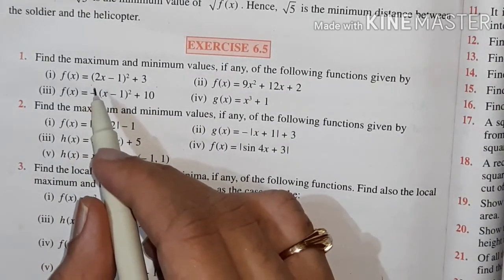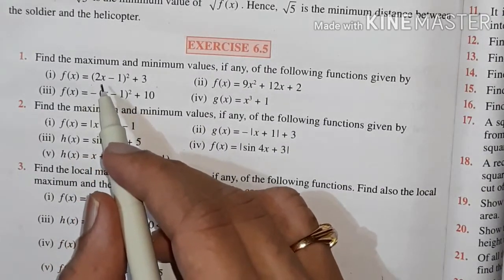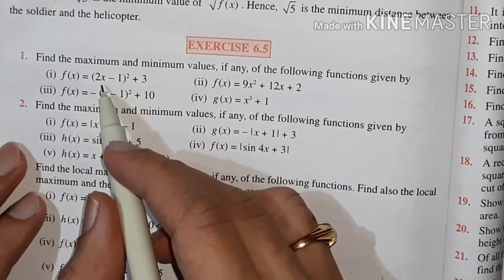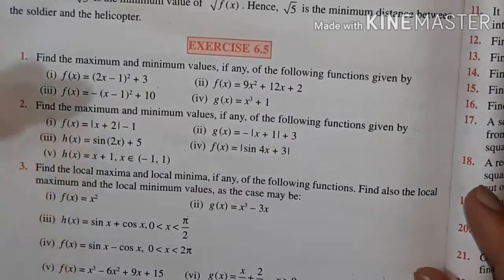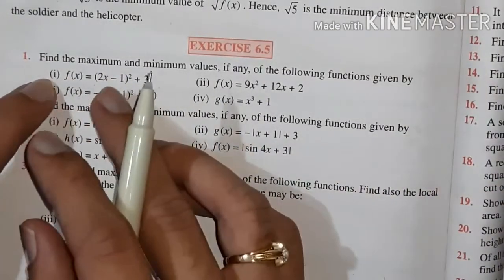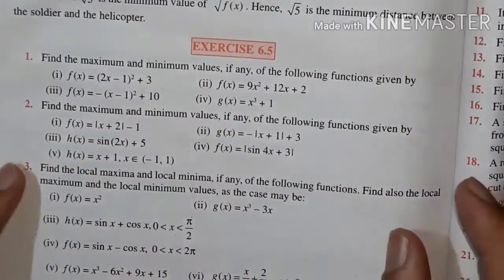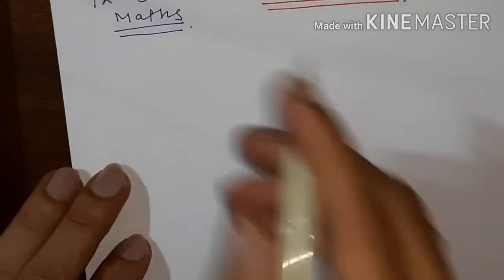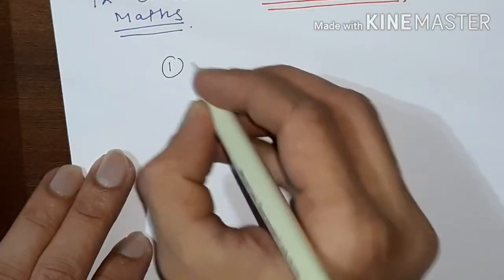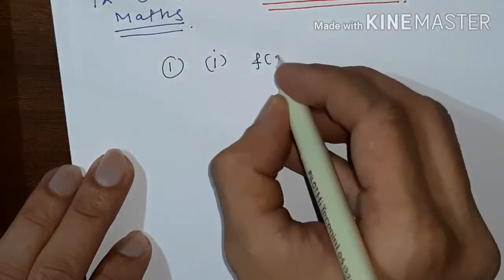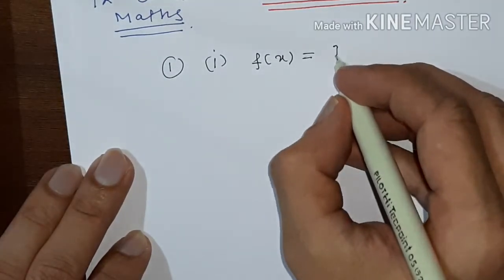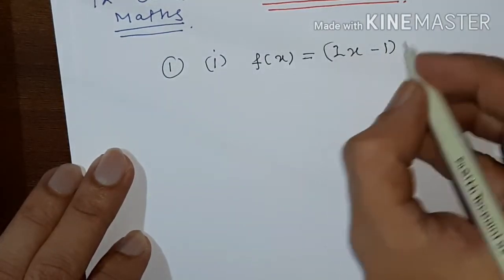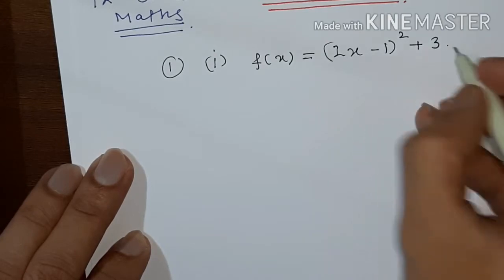Now here what you have to do is directly find the maximum or minimum if it exists. Let us see how to find it directly without any specific method. So, first one, f(x) equal to (2x minus 1) the whole square plus 3.